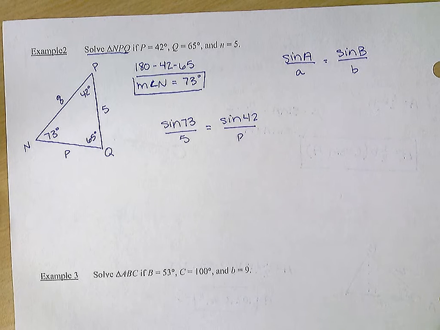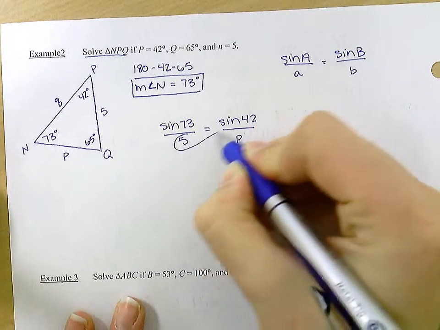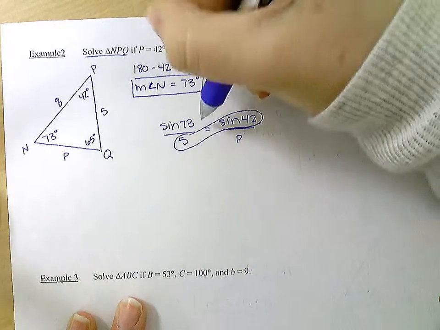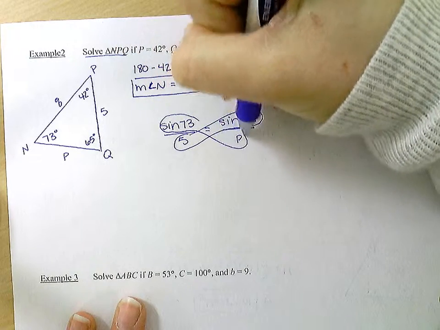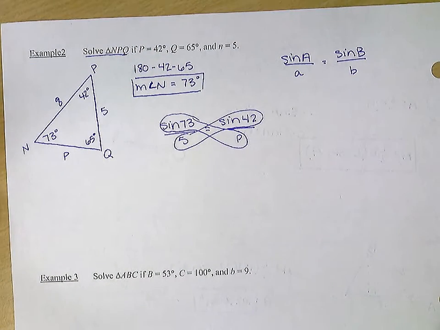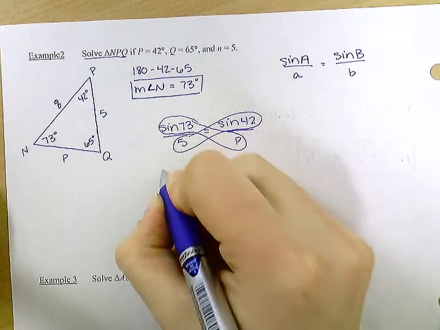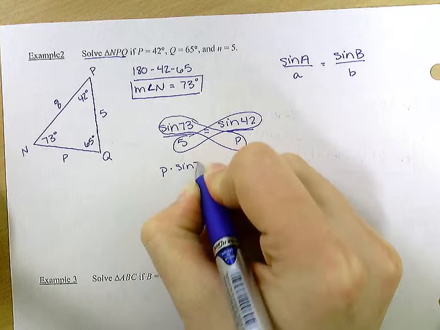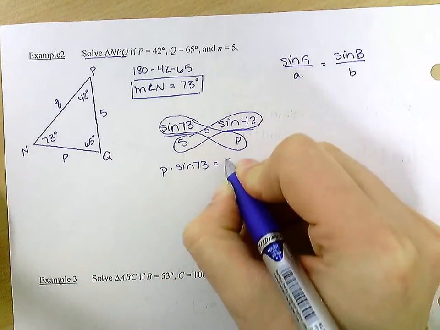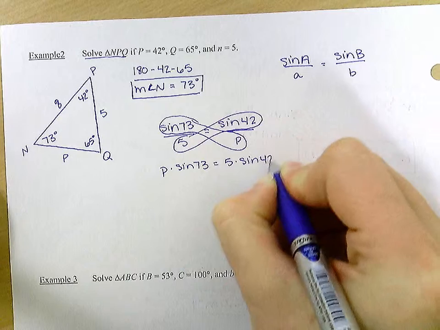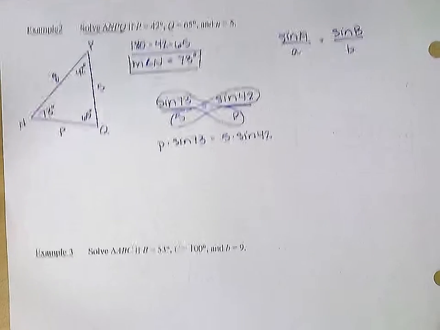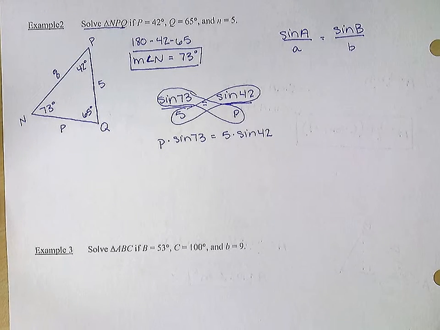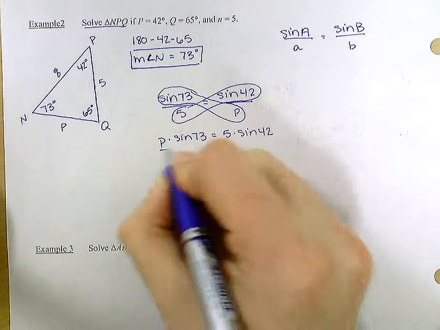So to solve something like this, what I'm going to do is cross multiply. Okay, so I have 5 times the sine of 42 and P times the sine of 73. When you have an equal sign between two fractions, you can cross multiply. So I have P times the sine of 73 is equal to 5 times the sine of 42. Now from here, I need P by itself. So how do I get P by itself? Divide by sine 73.